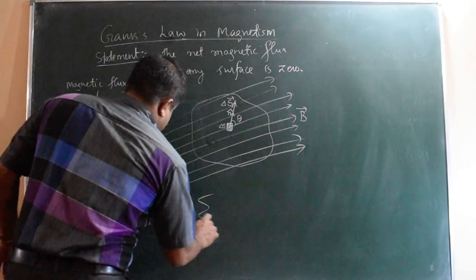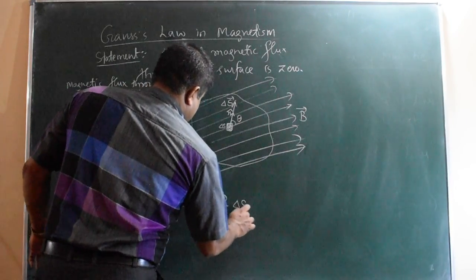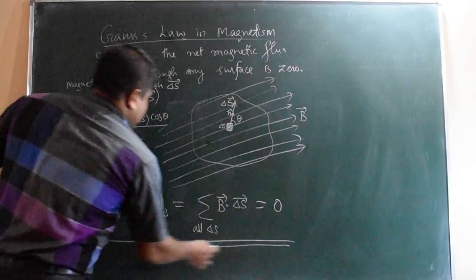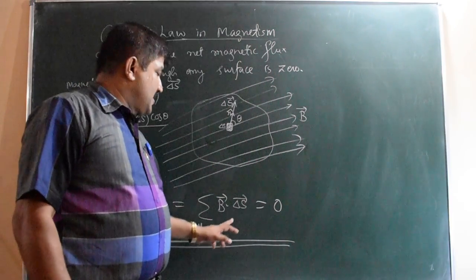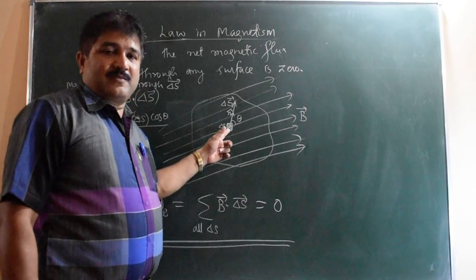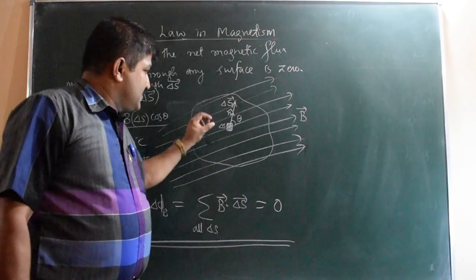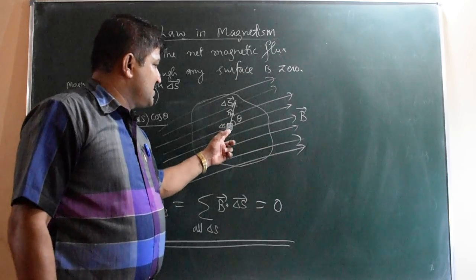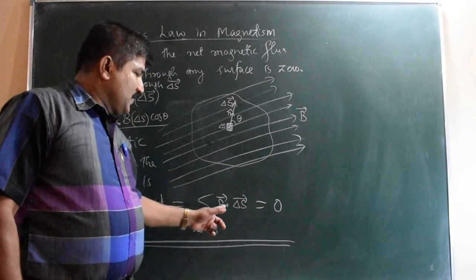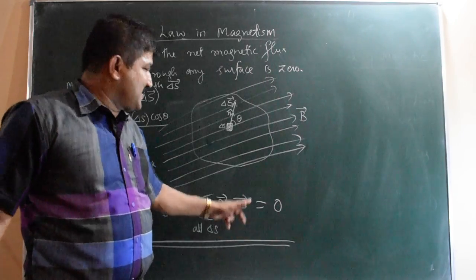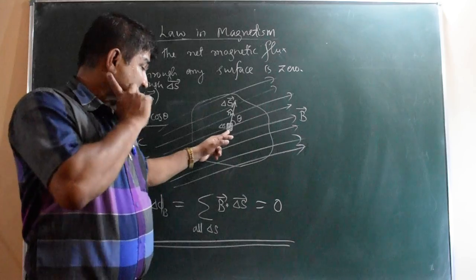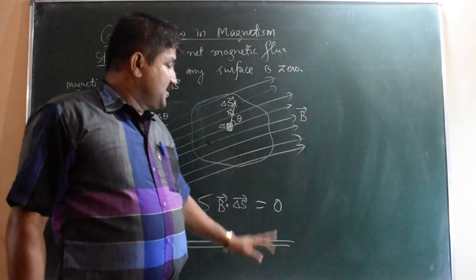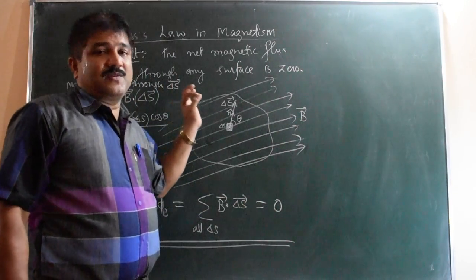And this net flux expansion, B dot delta S, over all delta S is equal to 0. So this is important, last one. Over all delta S we are summing the flux enclosed within each delta S. So that dot product or scalar product of the magnetic field and area vector gives the flux enclosed by the small elemental area delta S. The net flux when added up through the entire surface, that results 0. So why this comes to 0? This is something we have to understand.